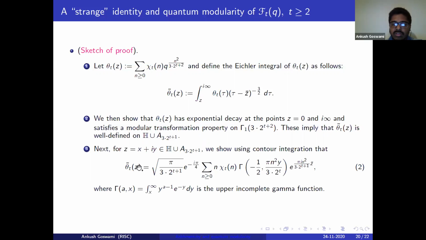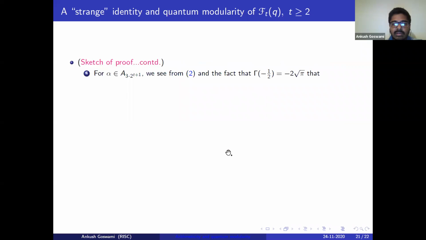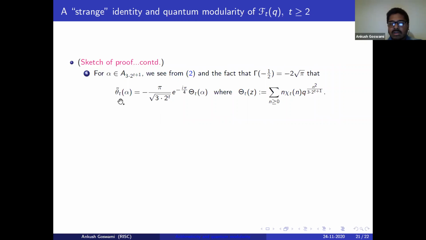And when you put z equals α, where α is an element of A_{3·2^(t+1)}, then you can show that this θ̃_t(α) is some factor multiplied with θ_t(α), which basically is the partial theta series which we have in the right hand side of the strange identity. So basically the Eichler integral is essentially the right hand side of the strange identity, when α belongs to this set.